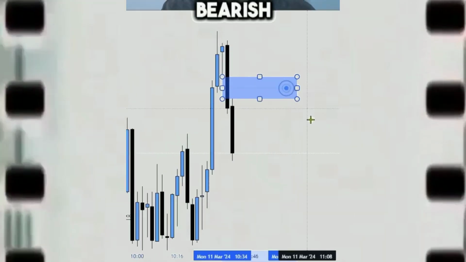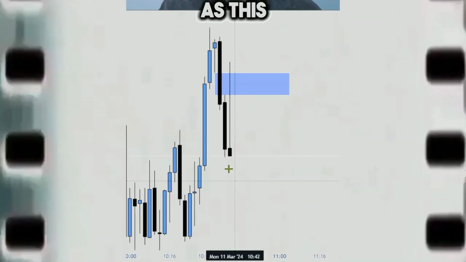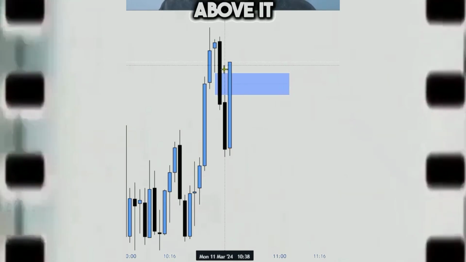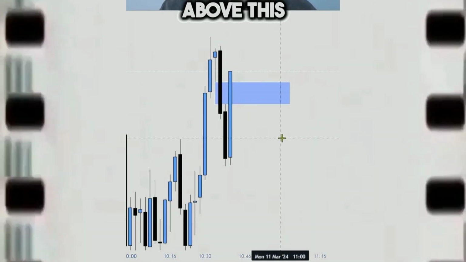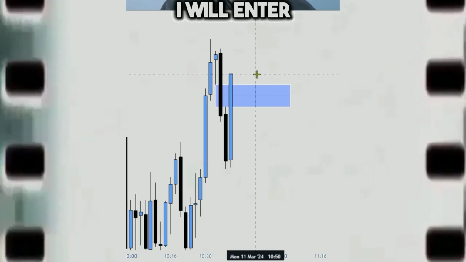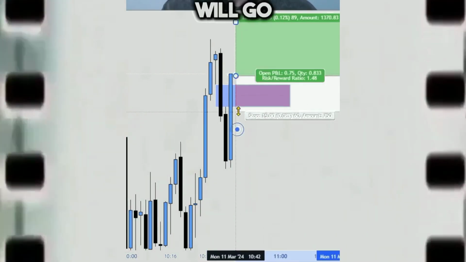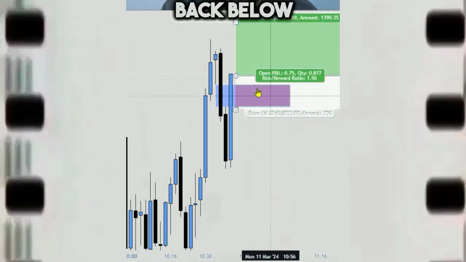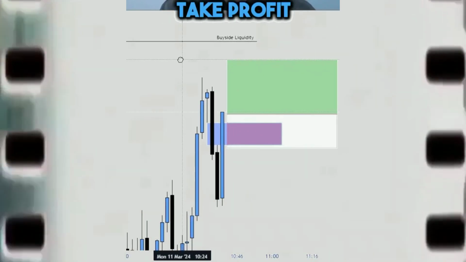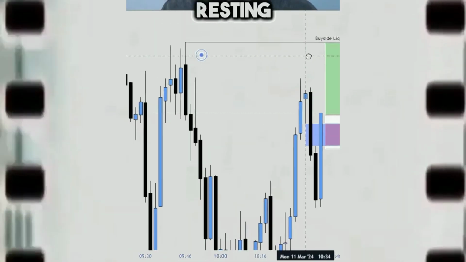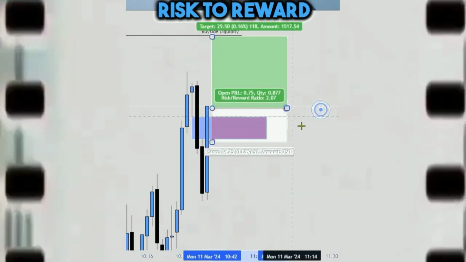As we can see, we have this bearish fair value gap. So as soon as this fair value gap has a candle close above it like this, the body is closed above this fair value gap. Therefore, I will enter into a long position. My stop loss will go if we get a candle close back below this fair value gap, and my take profit will simply be this buy side liquidity resting right here for a very nice risk to reward ratio.